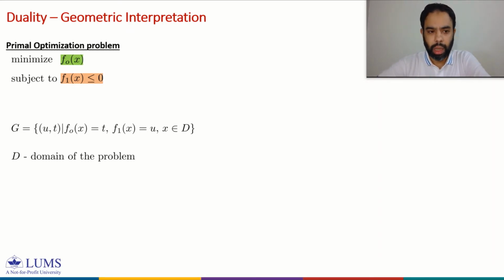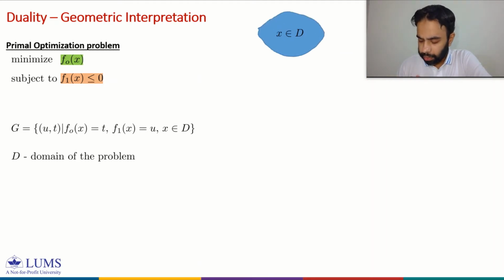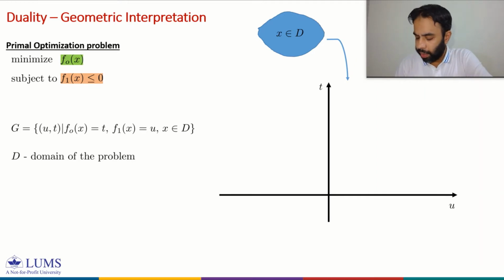This can be interpreted geometrically as, say, this is the domain of the problem. For each x that belongs to the domain, we map it to this ut plane: we evaluate f0 of x, we evaluate f1 of x, and we obtain a point in this ut plane. Right? So we assume that all the points in this domain are mapped to some region of the ut plane, and let's assume that this region is denoted by this ellipsoidal shape, and we say that this is the set G we have.